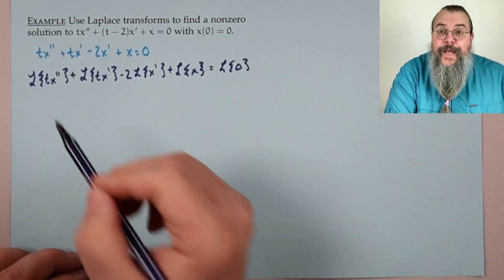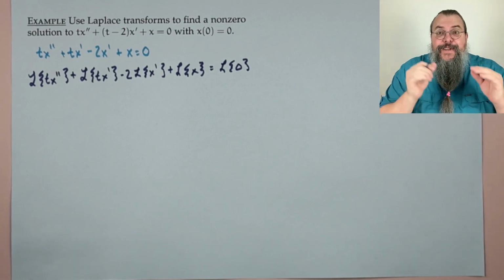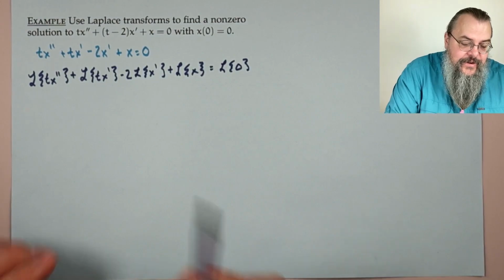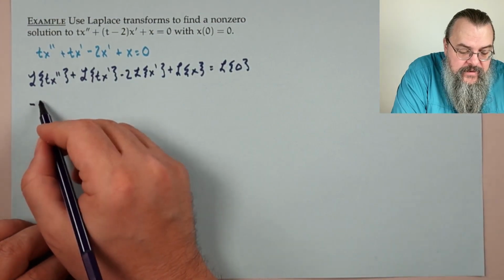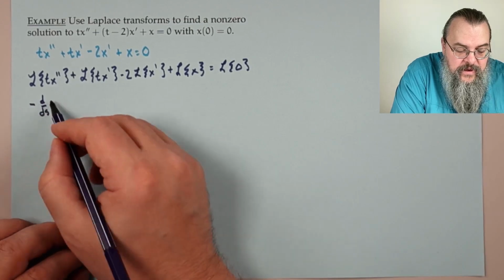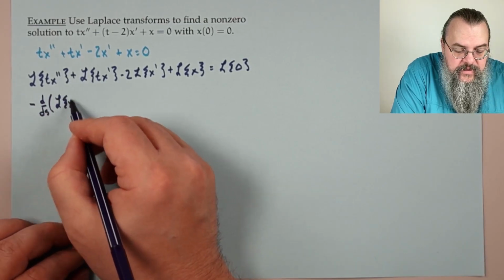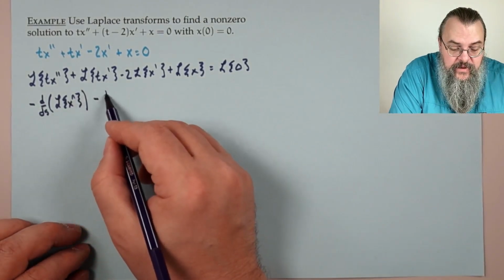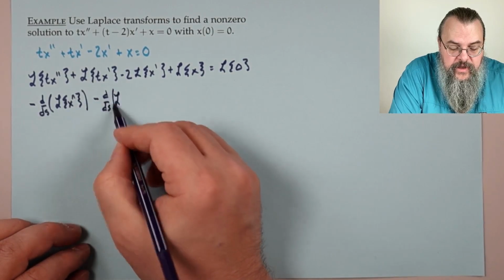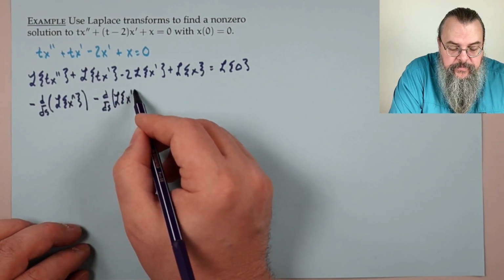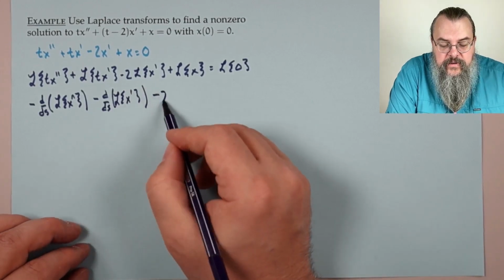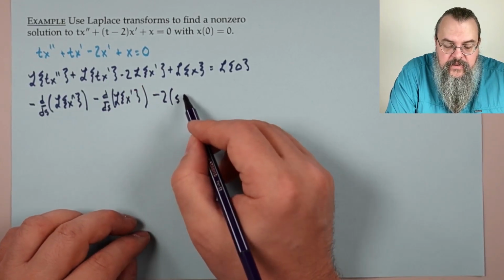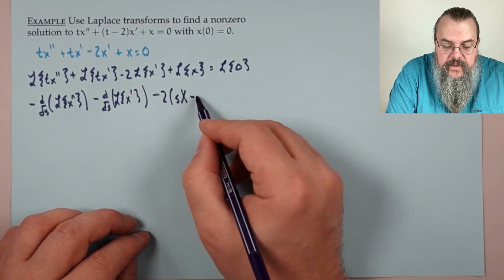Now, we have t times something. So t times something means take a derivative. So here, this would be minus the derivative of the Laplace transform of x double prime. Here, same thing, minus the derivative of the Laplace transform of x prime. Now, the nice thing is, now we're into comfortable territory. Laplace transform of x prime, that would be s capital X minus x of 0.